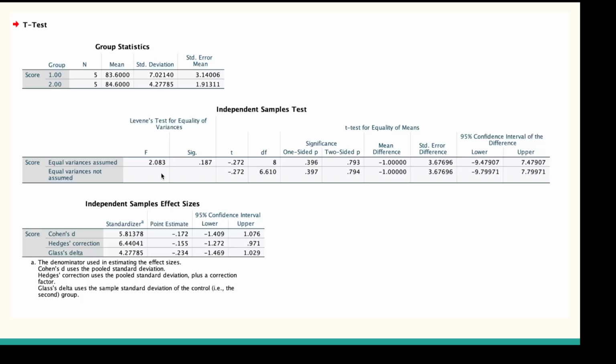This test assesses whether the variances of the two groups are equal. This assumption is important for interpreting the results of the t-test. F, for this case right here, is the test statistic for Levene's test, which compares the ratios of variance of the two groups. And Sig is the p-value associated with the F statistic.